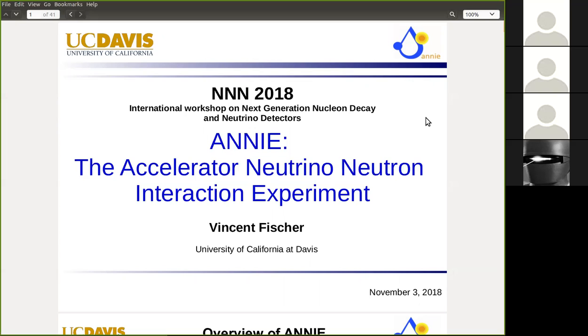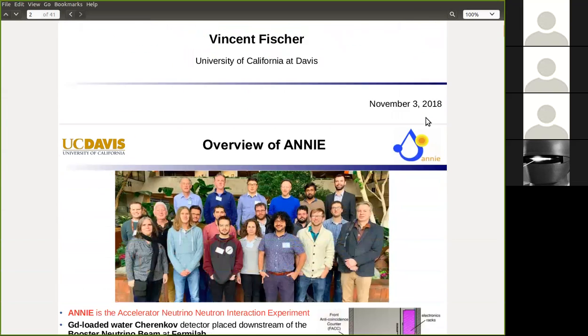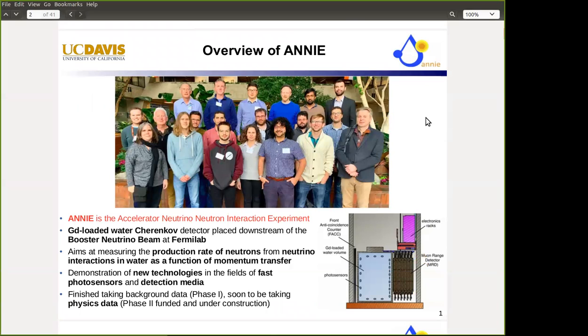Okay. All right. Well, thank you very much for letting me present the ANNIE experiment in a plenary session. So first of all, I'll give you a small overview of ANNIE. This is a recent picture of the collaboration taken a few days ago. ANNIE is the Accelerator Neutrino-Neutron Interaction Experiment. It is a gadolinium-loaded water Cherenkov detector that is placed downstream of the Booster Neutrino Beam at Fermilab.